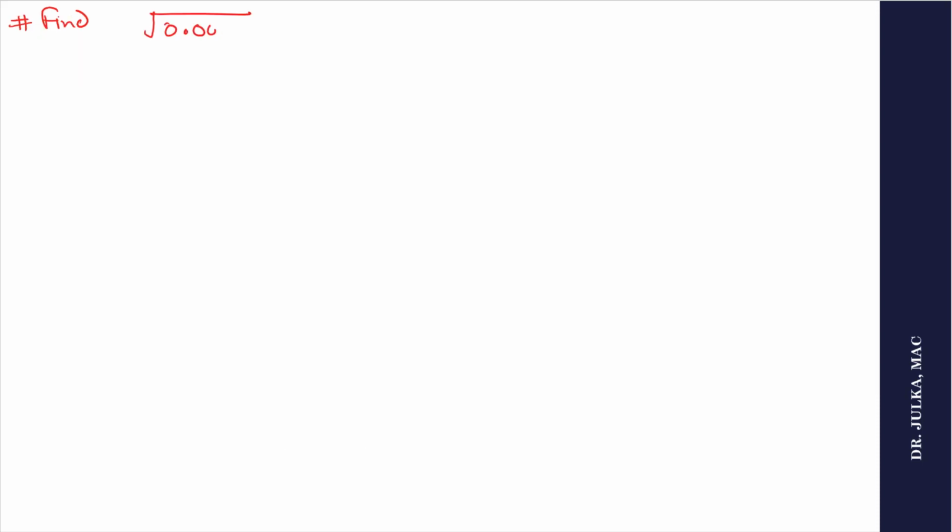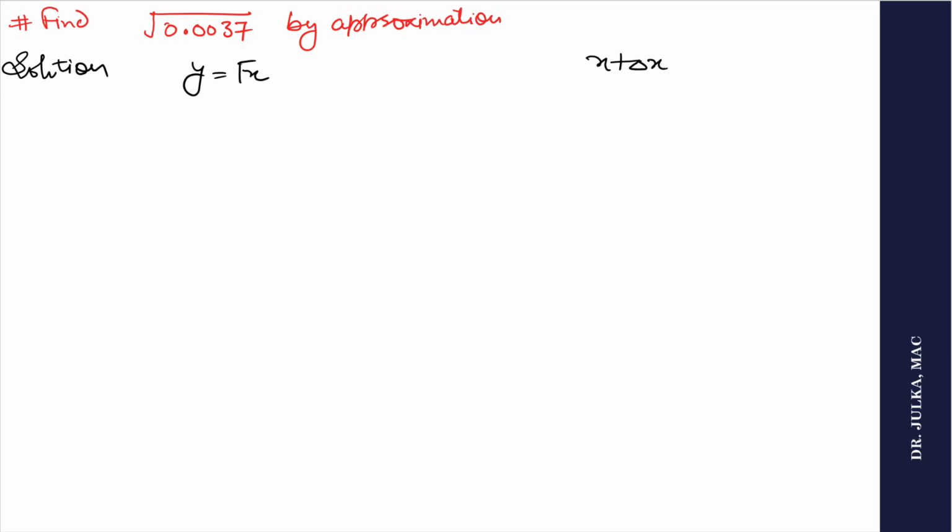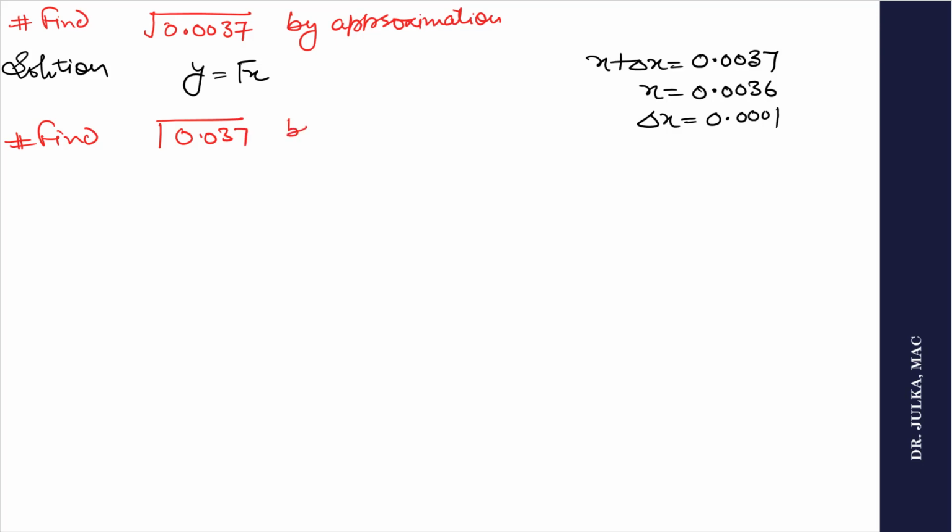Next example. Find square root of 0.0037 using approximation. Because here we want to find out square root, let y equals root x. The question is x plus delta x, which is 0.0037. x is 0.0036. We'll take up to 4 decimal places because the root of x is 0.06 and delta x is 0.0001.